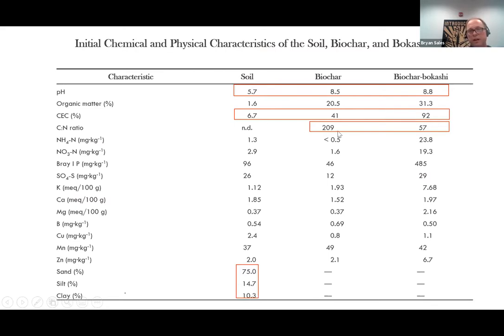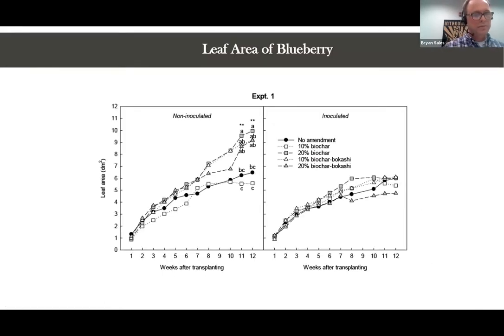CN ratio, very high for the biochar, and about a 57 for the biochar Bokashi. I think the nutrients and the nitrogen of that Bokashi really offset the CN ratio here. And then if you look at the bottom here, the soil was particularly a sandy soil, 75%, with lesser amounts of silt and clay. Alrighty, so in this particular graph, this tracks the leaf area in each treatment across the 12 weeks of the study.